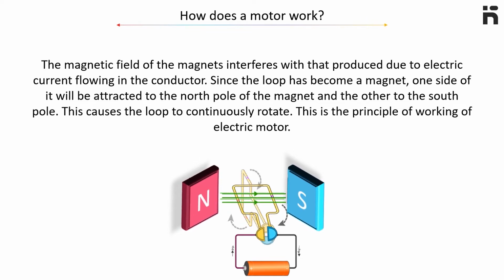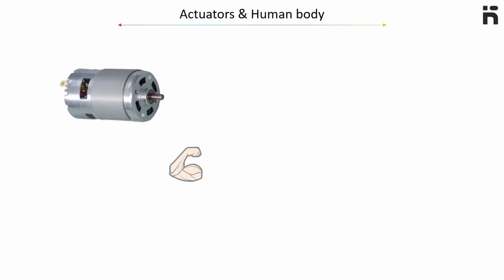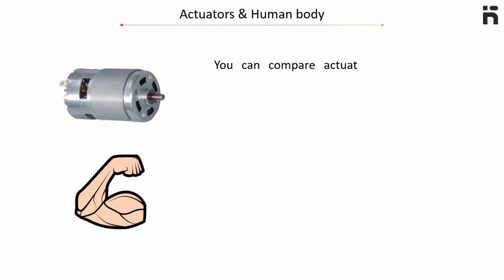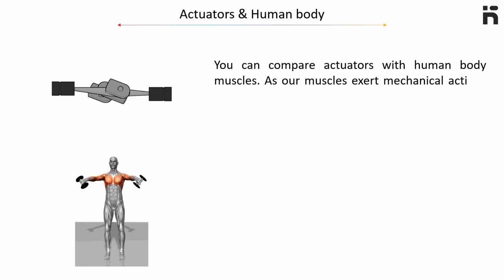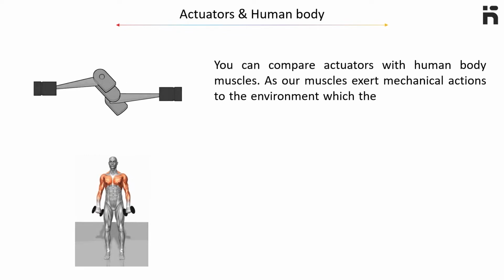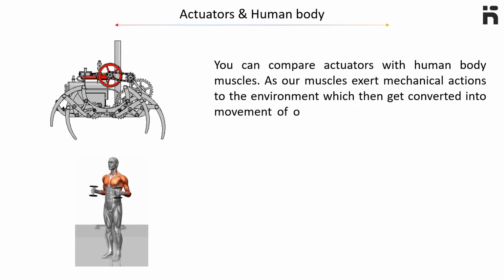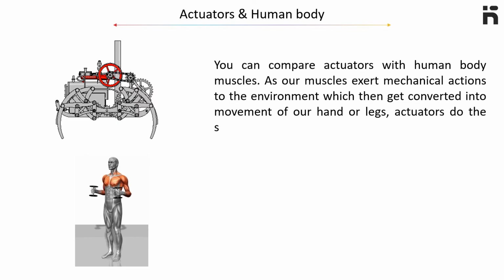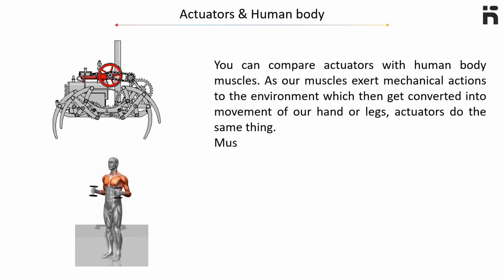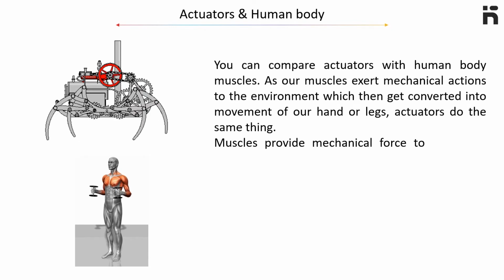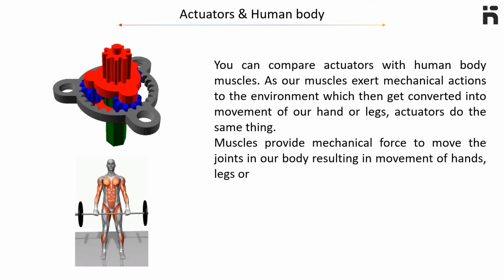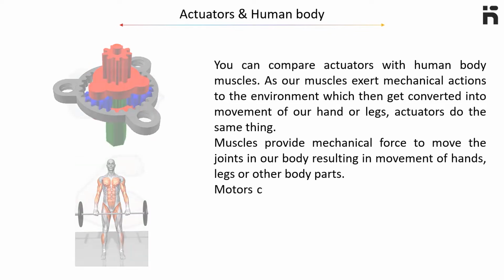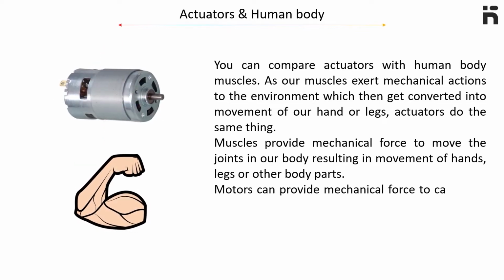Let's see the similarity between actuators and human body. You can compare actuators with human body muscles. As our muscles exert mechanical actions to the environment, which then get converted into movement of our hand or legs, actuators do the same thing. Muscles provide mechanical force to move the joints in our body, resulting in the movement of hands, legs, or other body parts. Motors can provide mechanical force to cause the movement of the components attached with it.